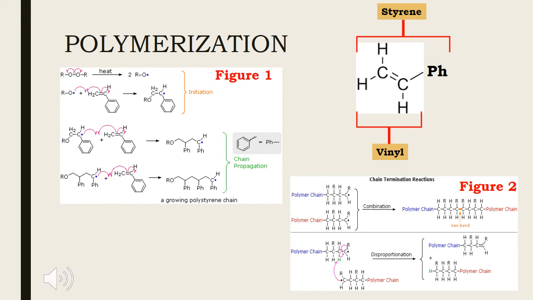The initiator generates radicals that attack the alkene group of styrene through the least substituted carbon atom so that the propagating radical species is generated at the most substituted carbon, giving a stable radical product. Each monomer unit adds to the growing chain in a manner that generates the most stable radical.